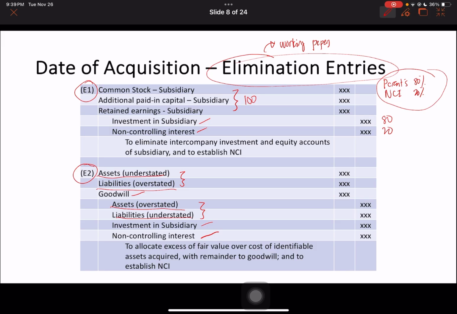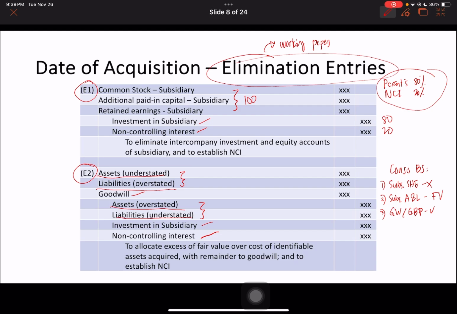To summarize, these 2 eliminating entries have the following effects on the consolidated balance sheet on the date of acquisition. First, the subsidiary's equity accounts are eliminated. Second, the subsidiary's assets and liabilities are restated to fair value. Third, goodwill or gain on bargain purchase is recognized.